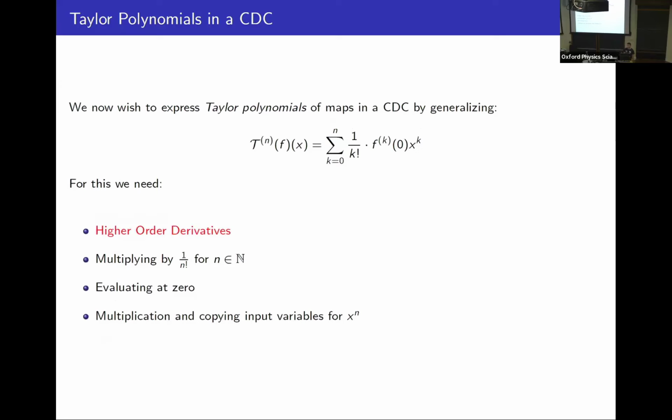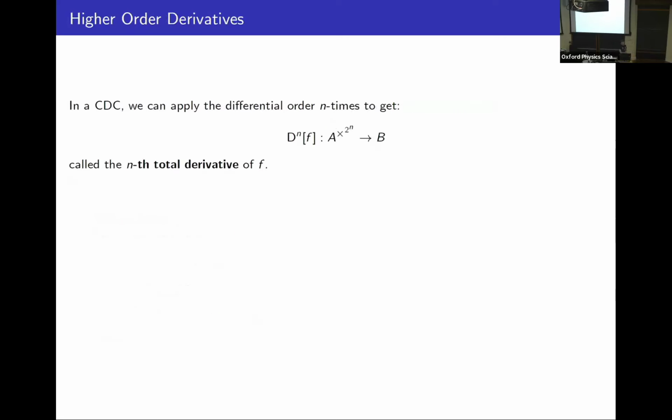So let's first tackle higher order derivatives. In a CDC, we can apply the differential operator n times, right? If I go from A to B, then I get A times A to B, and then I get 4 copies of A if I do it 2 times, et cetera. So I get something of type A to the power 2 to the n to B. And this is called the nth total derivative of f.